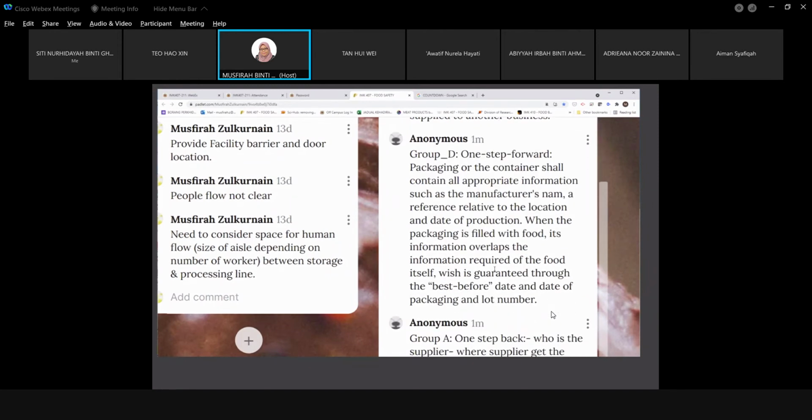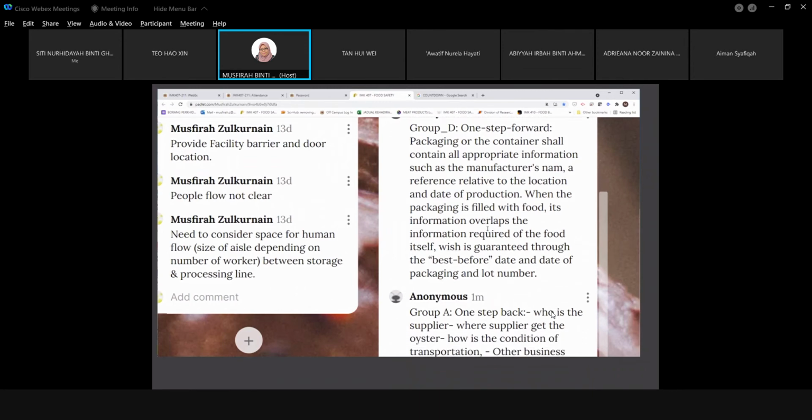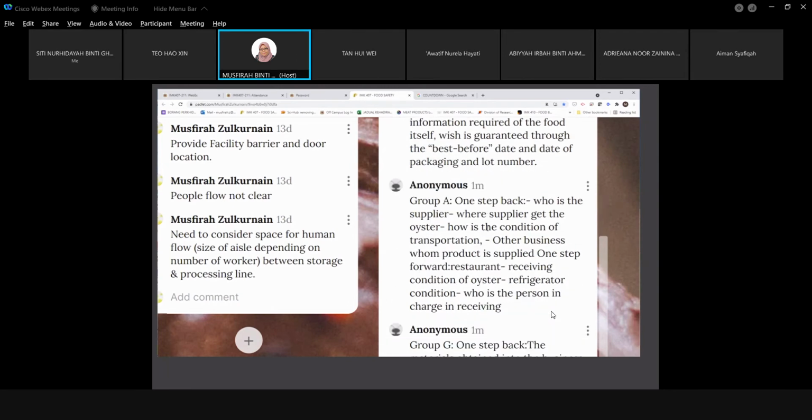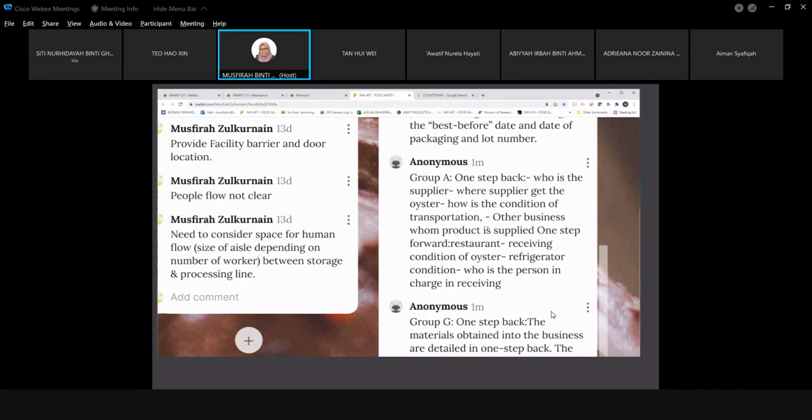Okay, Group D, one step forward, packaging container shall contain all appropriate information such as manufacturer's name, location, when is the packaging, and so on. Basically the shelf life. Okay, Group A, who is the supplier? Where does the supplier get the source of oyster, right? How is the condition of the transportation? Means to say the temperature.